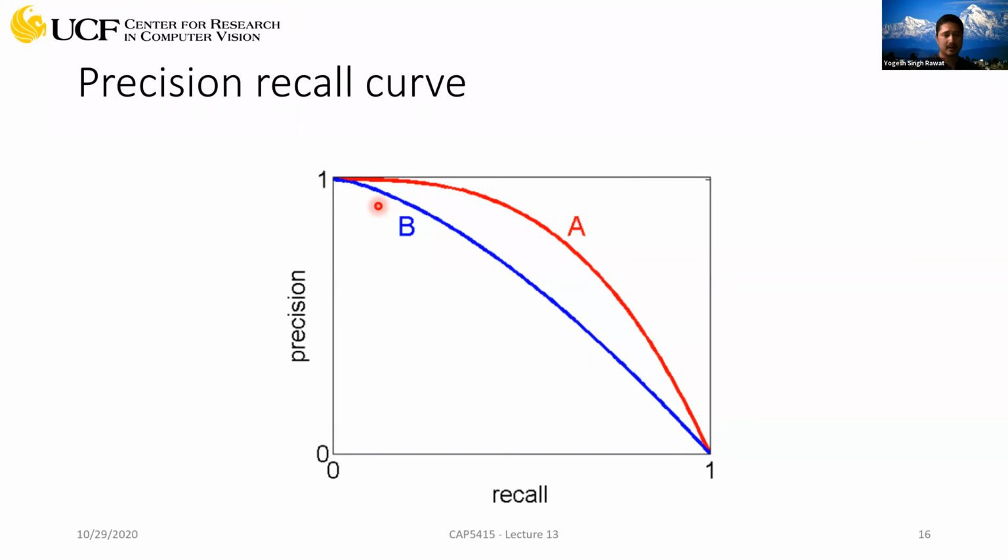Over here, you can see that at this location, the precision was 1 and the recall was 0, right? Starting from here. And at this location, you have a precision of 0 and a recall of 1. Based on the other points, you will draw this curve.